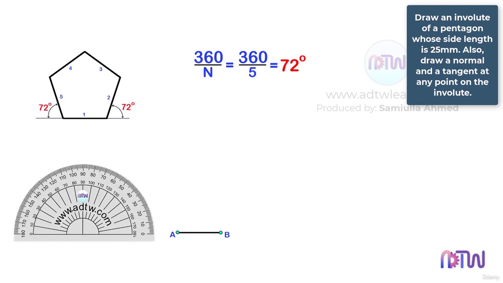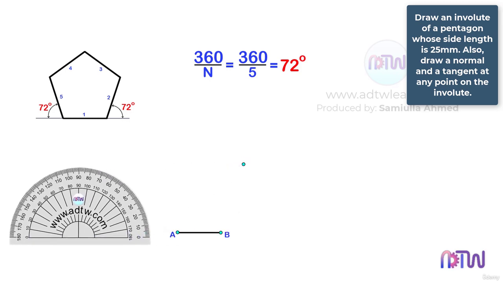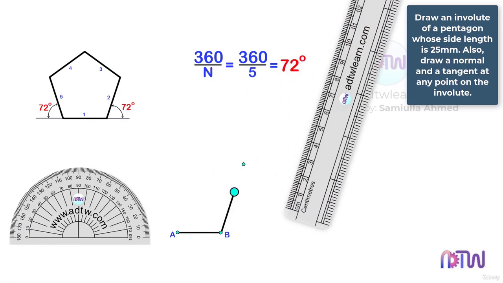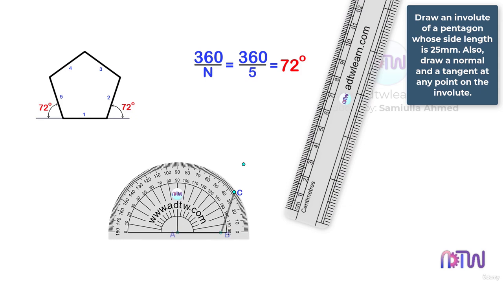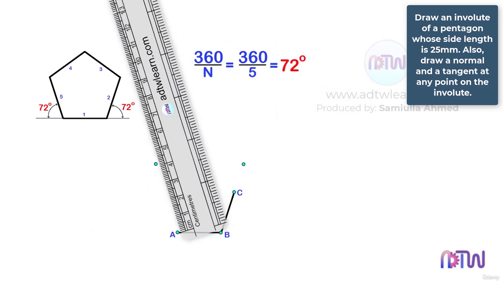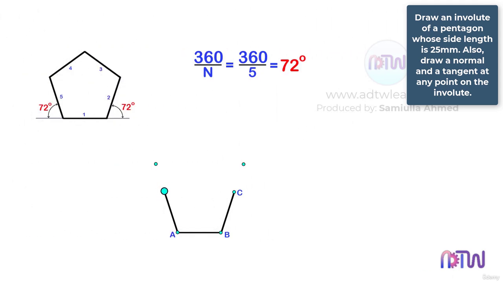Take a protractor and keep it at this point, and mark a point at 72 degrees. After this, using these points as a reference, draw a line of 25 millimeters in length. Label this point as C. Next, keep the protractor at this point, and mark a point at 72 degrees. Take a ruler and using this point as a reference, draw a line of length 25 millimeters. Label this point as E.